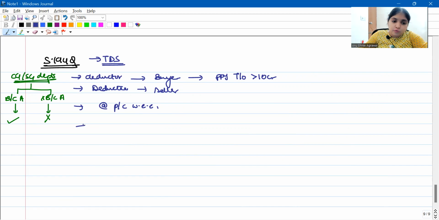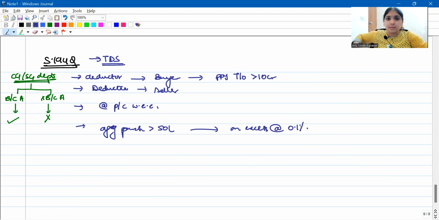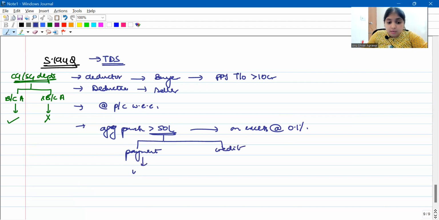Now listen, even over here, only if the aggregate purchase is more than 50 lakhs, only then on the excess, we deduct tax at the rate of 0.1%. And when do we deduct tax? At the time of payment or credit, whichever is earlier. Now, how to compute this number? Will we include GST or will we not include GST? Depends upon which is earlier. See, it depends upon is payment earlier or is credit earlier. If payment is earlier, then including the GST component, we will calculate. If credit is earlier, then excluding the GST component, we will calculate.